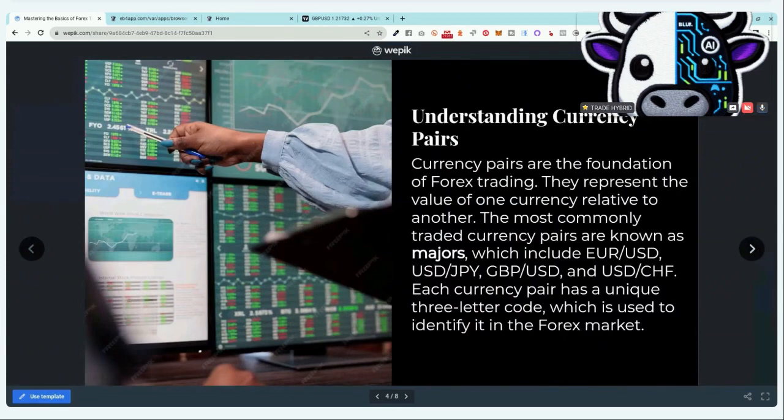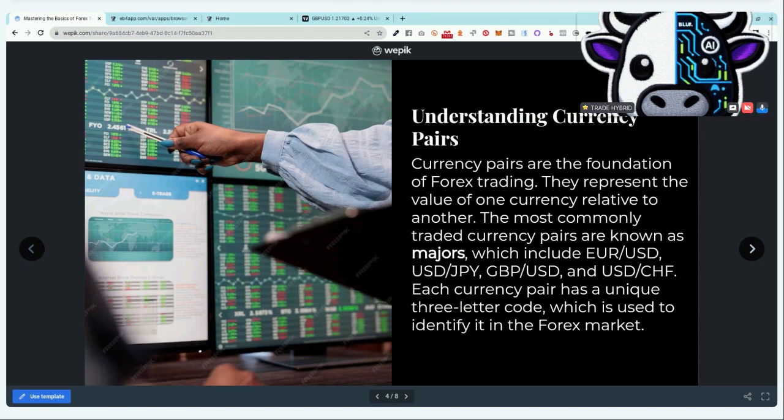Understanding currency pairs. Currency pairs are the foundation of Forex trading. They represent the value of one currency relative to another. The most commonly traded currency pairs are known as the majors. And the majors include EUR/USD, USD/JPY, GBP/USD, and USD/CHF, the Swiss franc.